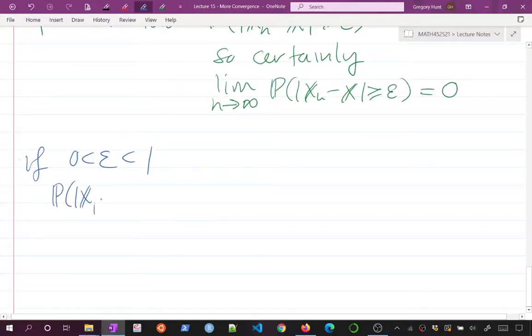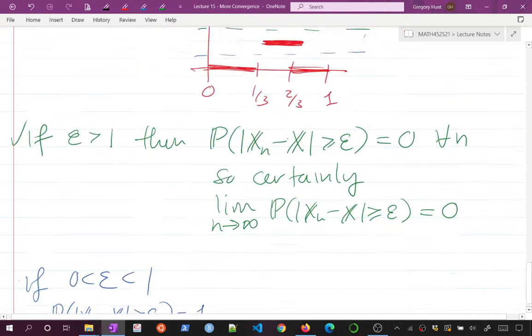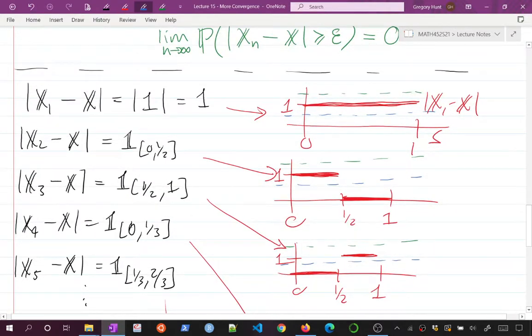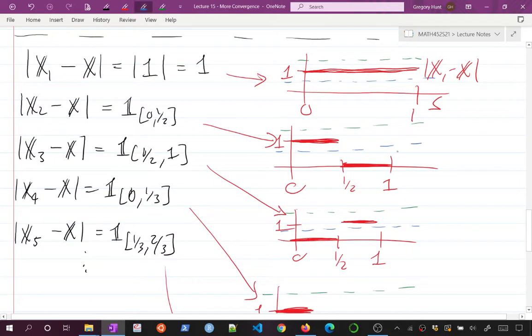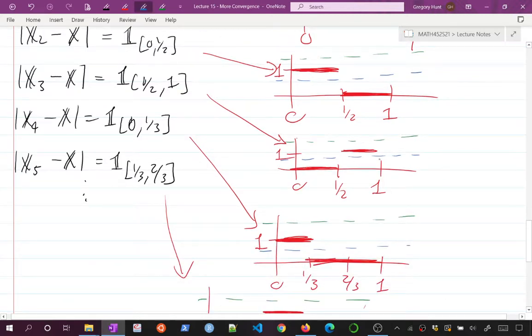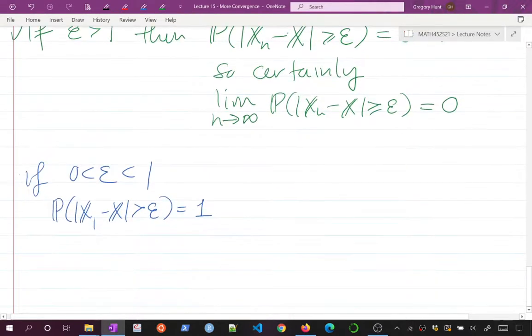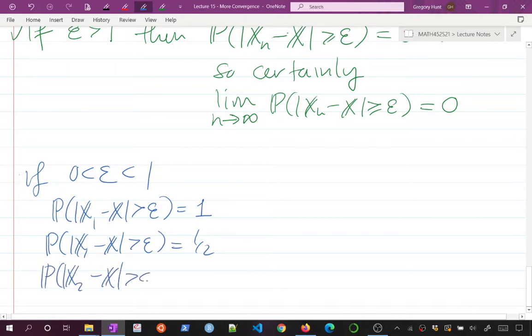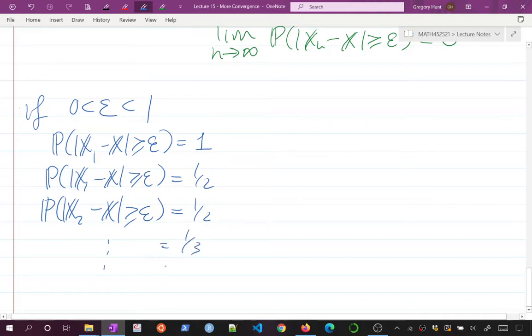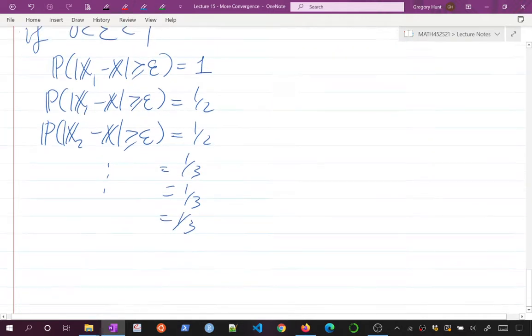So the probability that x1 minus x is bigger than epsilon is 1 for the first one, because x1 is always 1, and that's going to be bigger than any epsilon between 0 and 1. For the second one, it's going to be 1/2, the first half. The third one is 1/2 again, because it's the second half. The fourth one is going to be a third, a third, a third. So what we're going to get is something like this: a half, then a third, third, third, and then a fourth, as we continue down here.